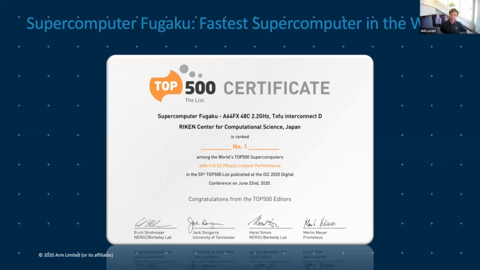So as I'm sure most people are aware by now, supercomputer Fugaku just took the #1 slot on the top 500, and this is built by Fujitsu and uses their own core design called A64FX, and that is an ARM-based core and is the first implementation in the wild of SVE, which is the topic of the talk today.